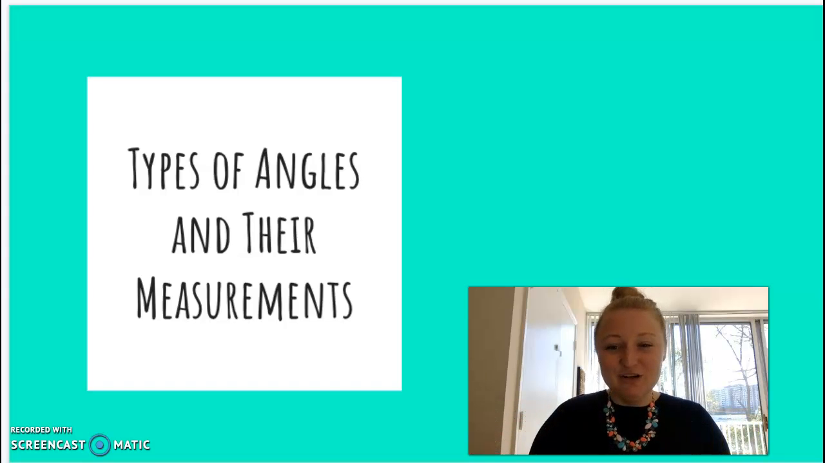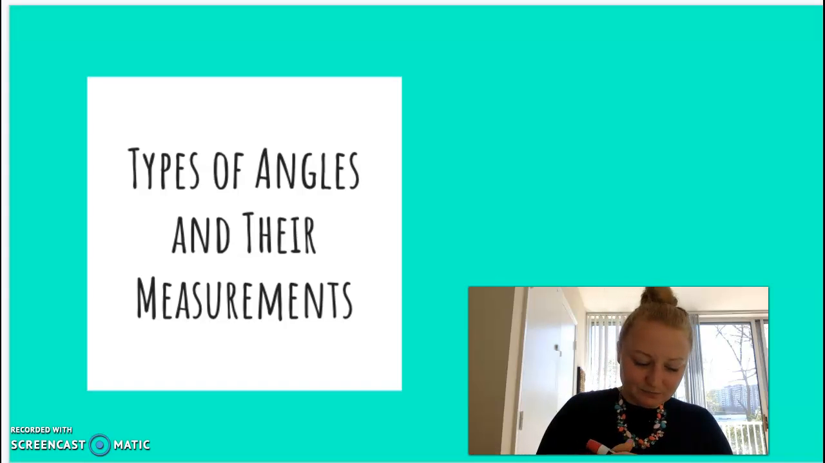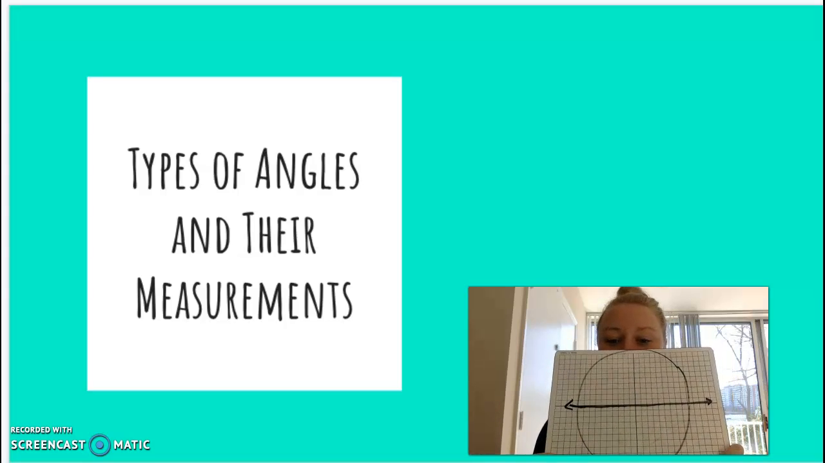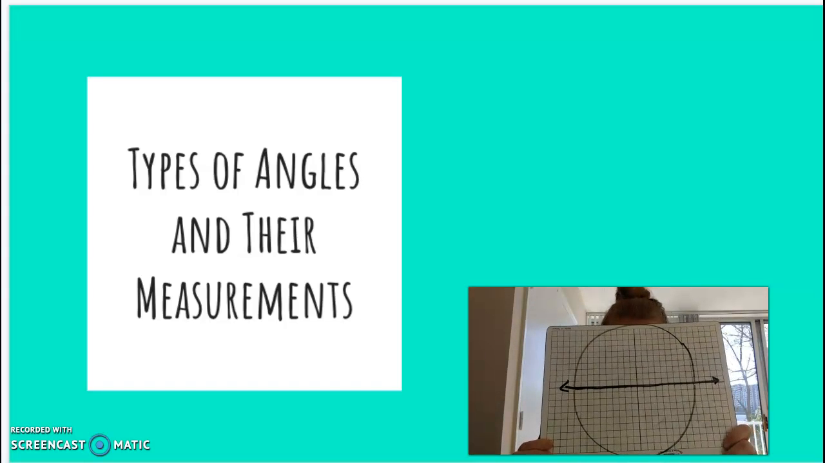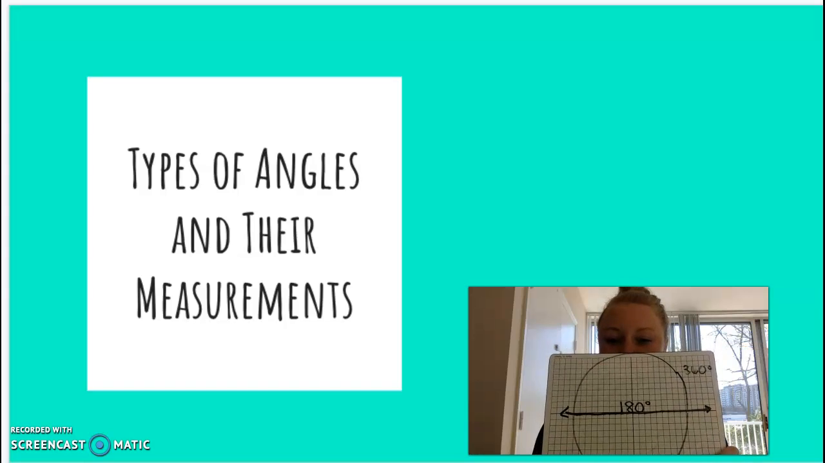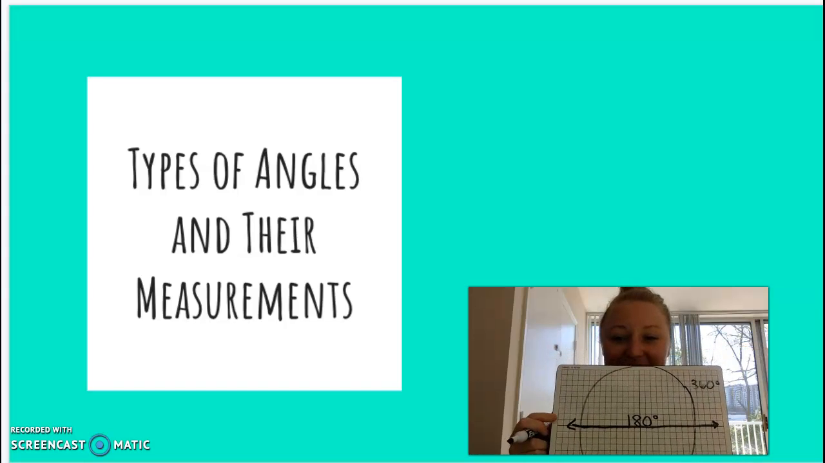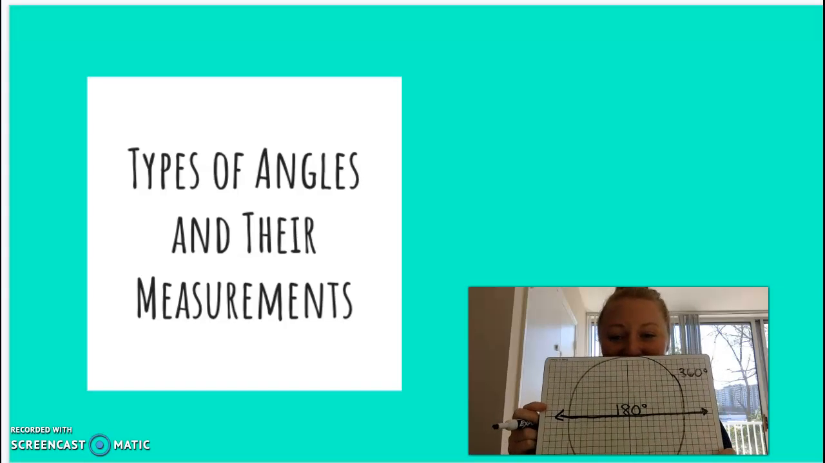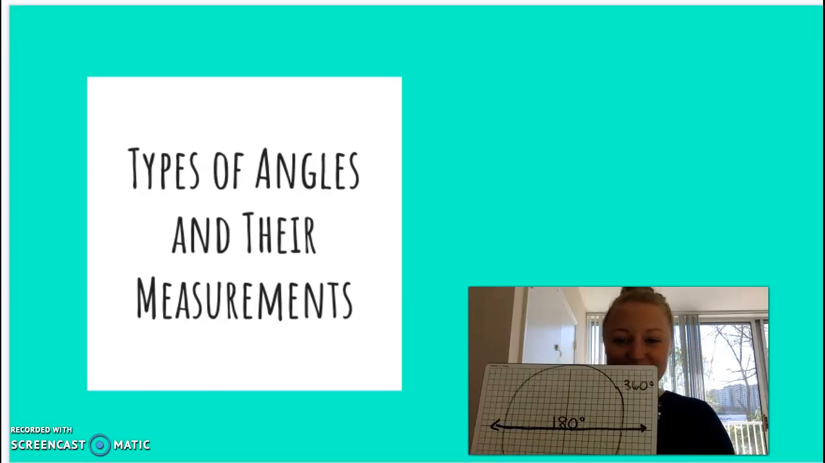So if a circle has 360 degrees, if we split it in half, each half would have 180 degrees. So that straight line, the whole circle measures 360 degrees. That straight line would measure 180 degrees. So that is a straight angle. Straight angles measure 180 degrees.